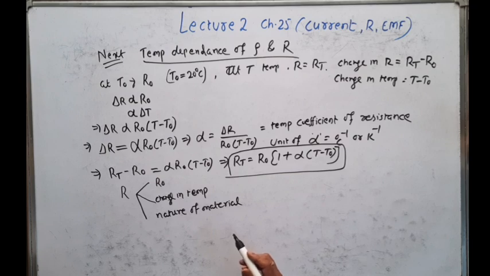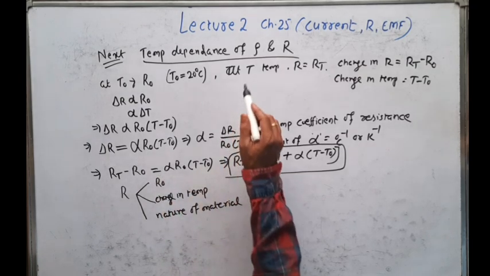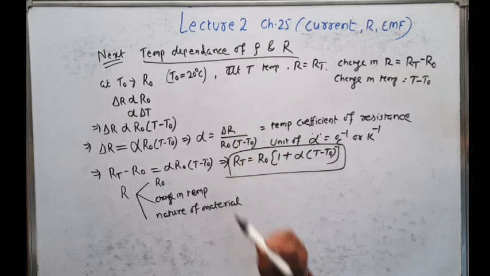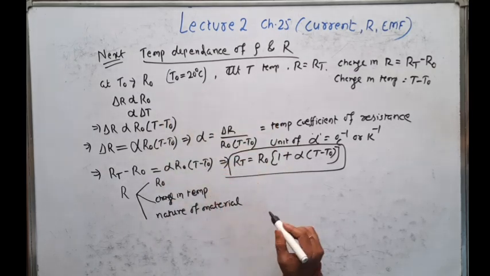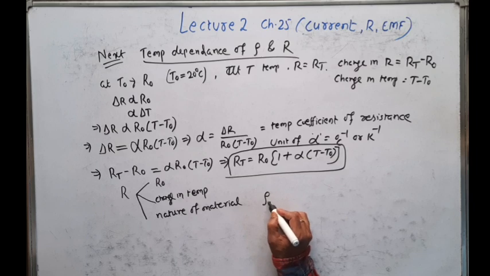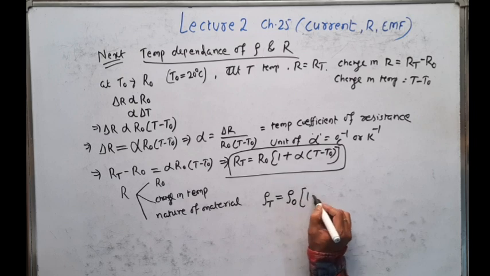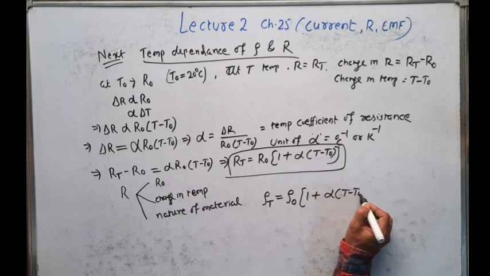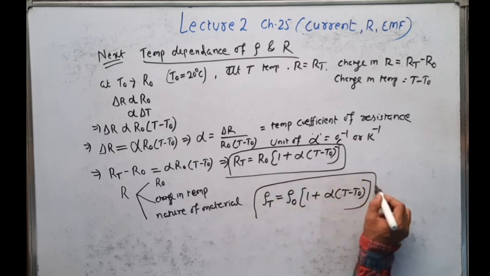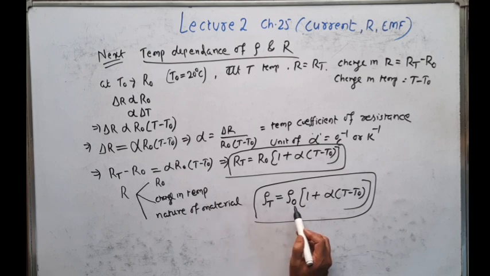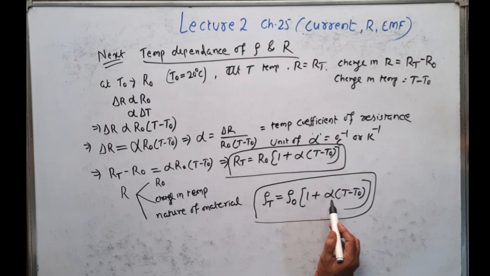Similar to this, there is also a change in resistivity of a material with respect to temperature. Same thing we can write here: the resistivity at T temperature is equal to resistivity at T naught temperature into 1 plus alpha into T minus T naught. So this is the relationship between resistivity at T temperature and resistivity at T naught temperature. Now what is the value of alpha?